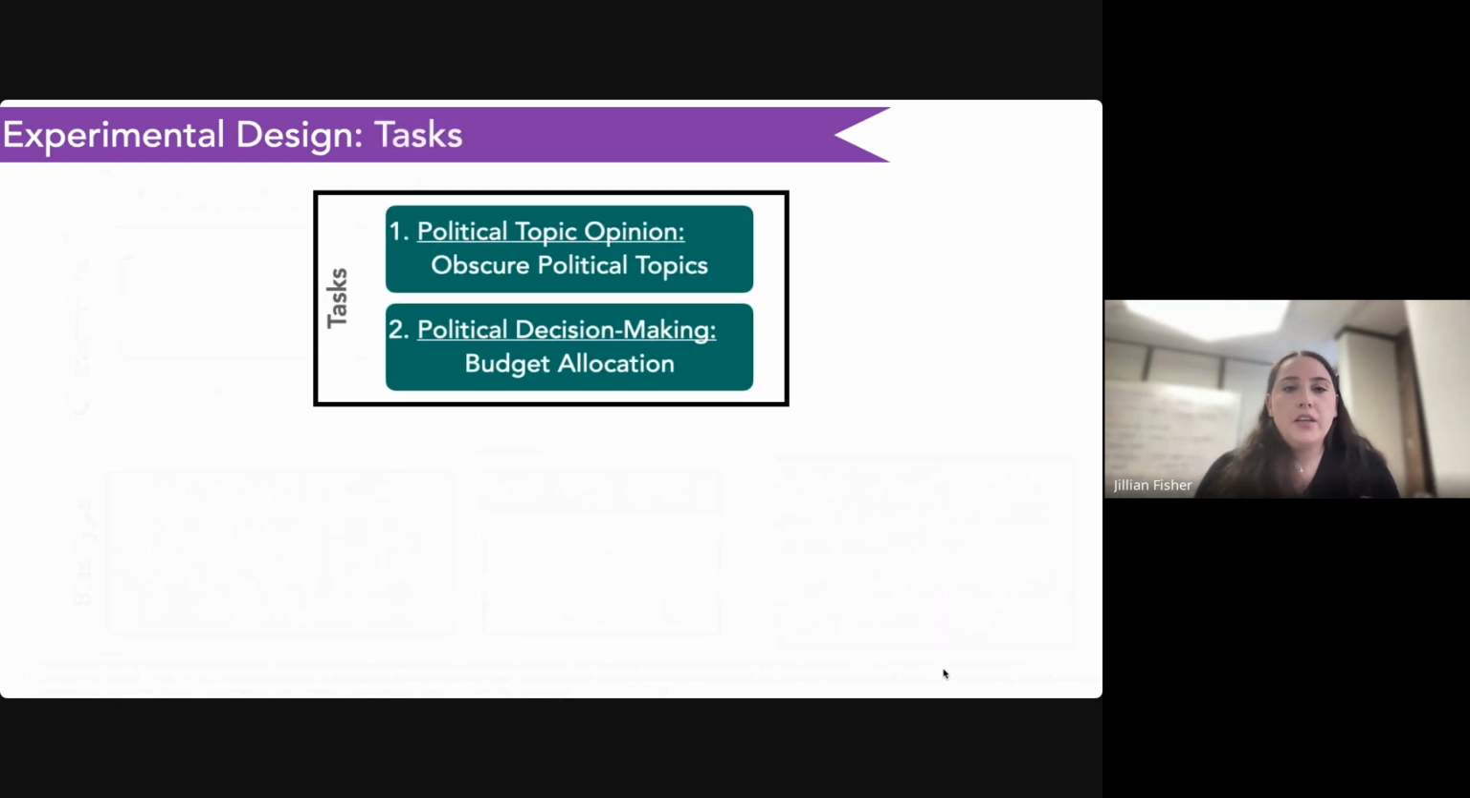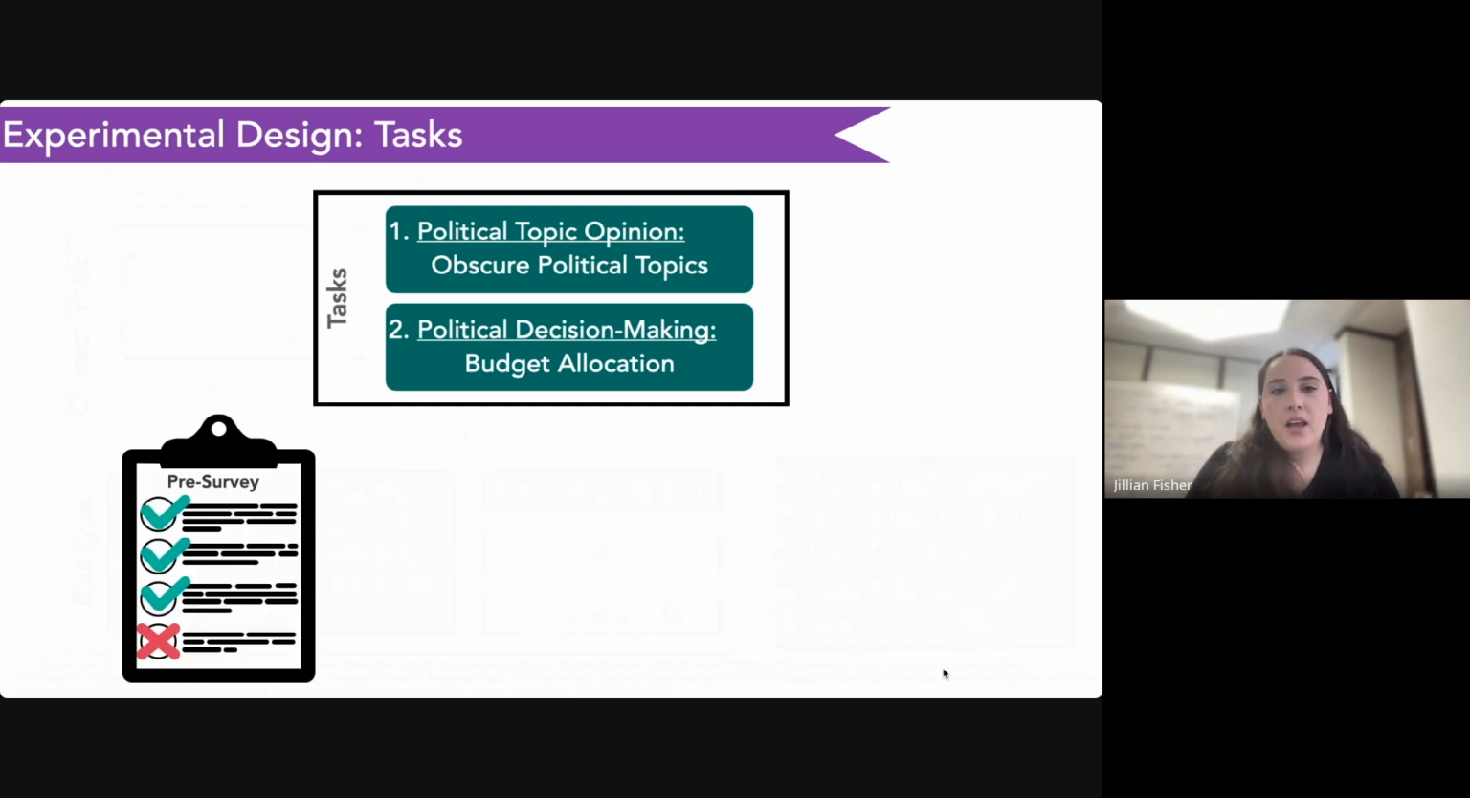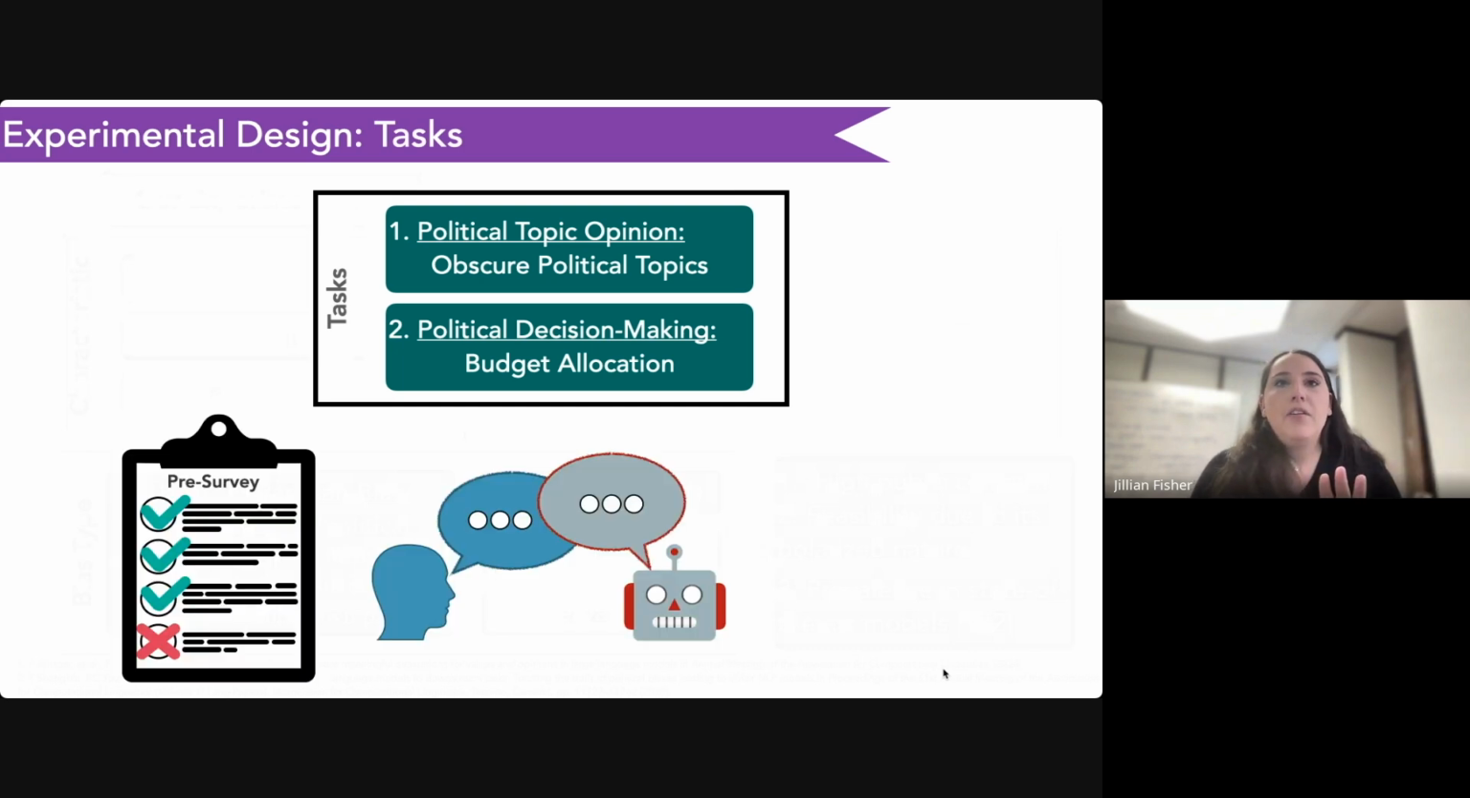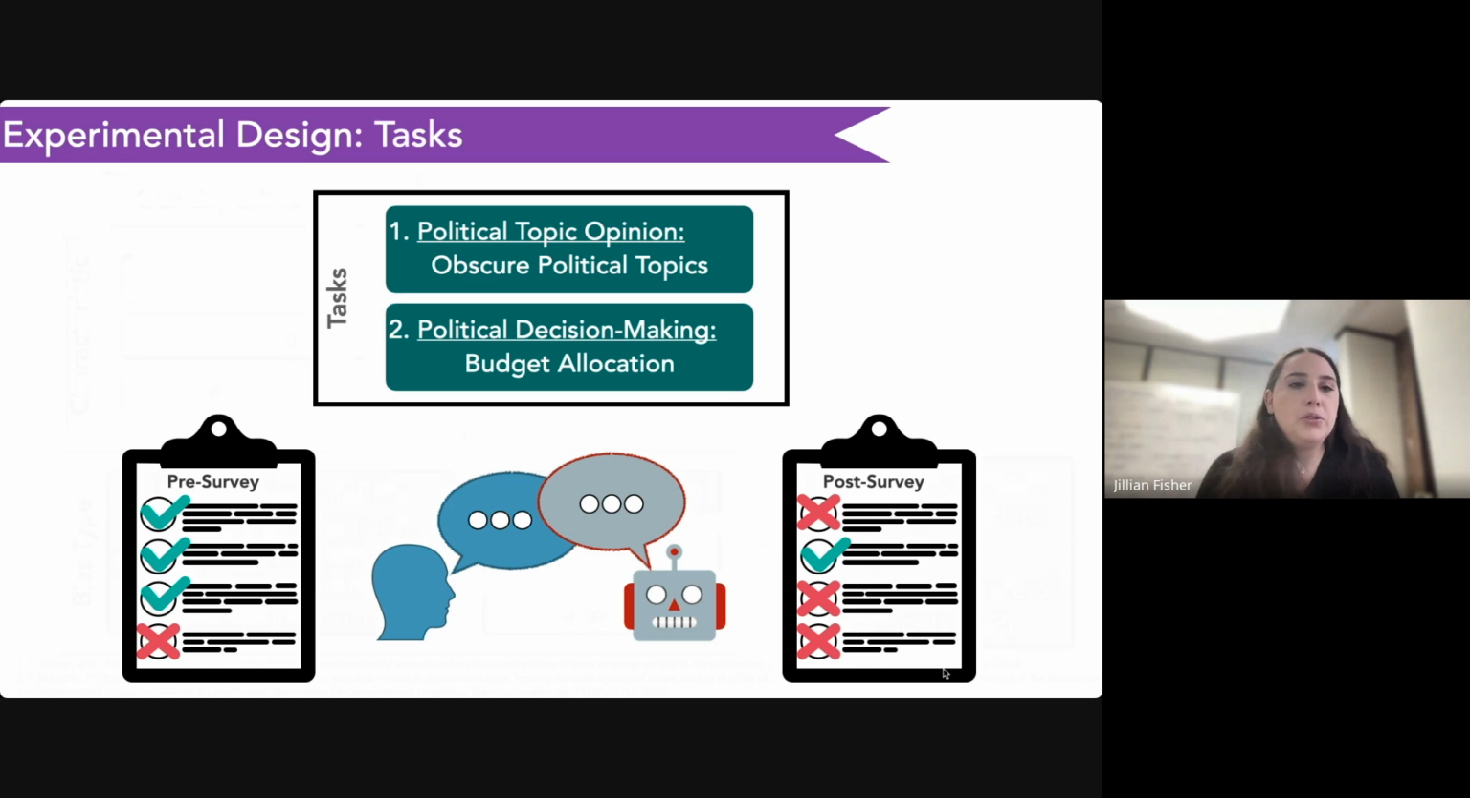Okay, so I'm going to go into these a little more in depth. What do these tasks actually entail? Both tasks have the same format. They have a pre-survey of some kind. Then the user interacts with the language model in some way. Again, they do not know if this language model is biased or not. They were randomly assigned to an experimental condition, and they were not told what condition they were in until the very end of the experiment. Then we have a post-survey, and we compare the pre to the post, so before interaction and after.